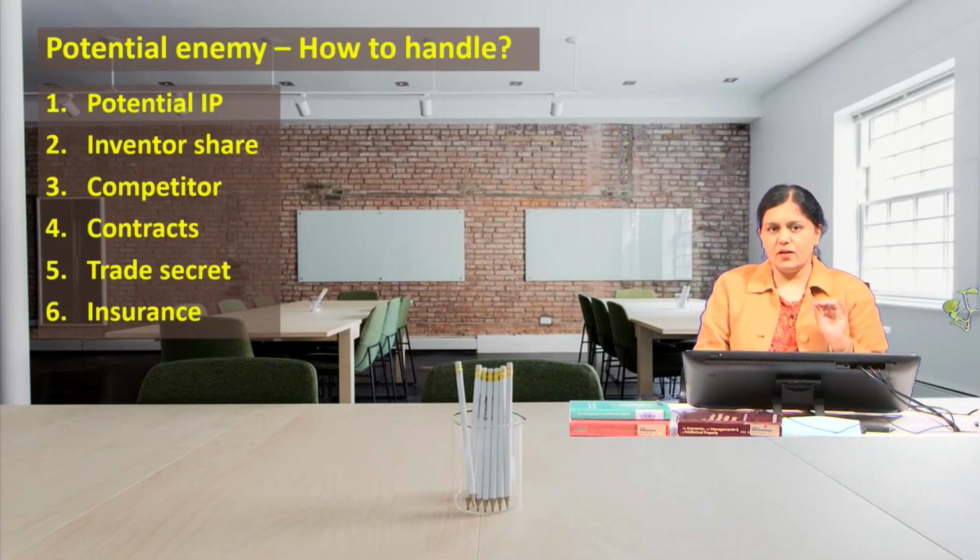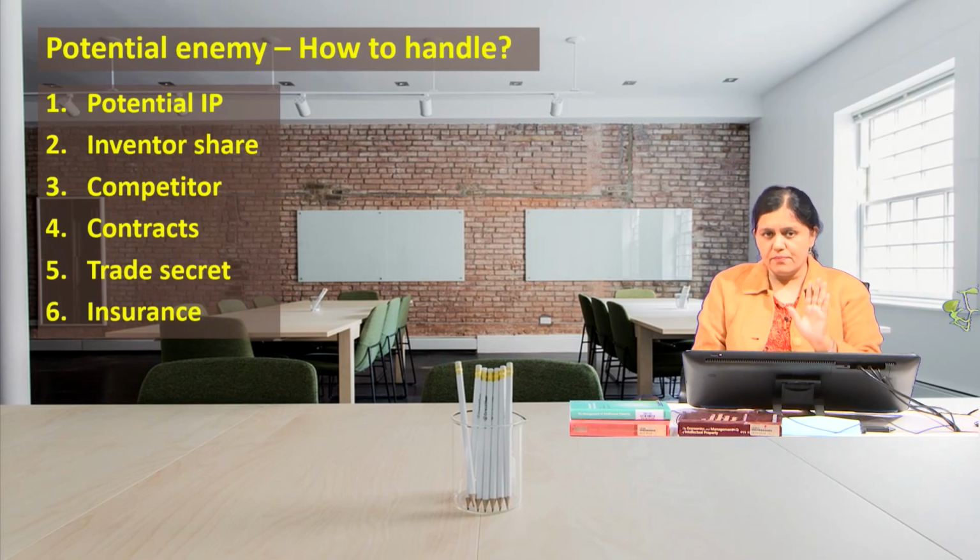So, we have seen potential enemies: competitor, fly by rider, trader, launcher, importer and vendors, and we have seen how to handle them: potential IP, inventor share, competitor, contracts, trade secret, insurance. So, what I will do here, we will take a break in this session and we will continue with the different patent strategies and technology strategies in the next part of this session.